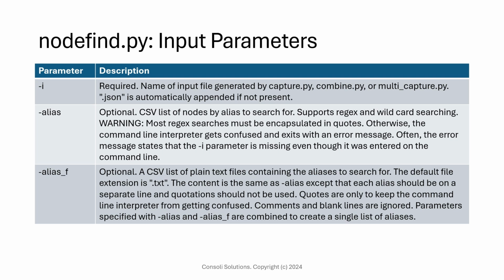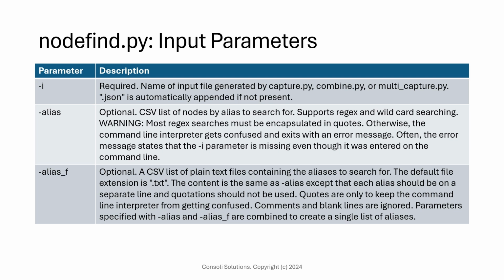-I is the captured data file. When launched by multi-capture, it's the combined data file. -alias, that's an alias or CSV list of aliases to search for. The alias may contain rejects or wildcard characters. See the -S option discussed on the next slide.